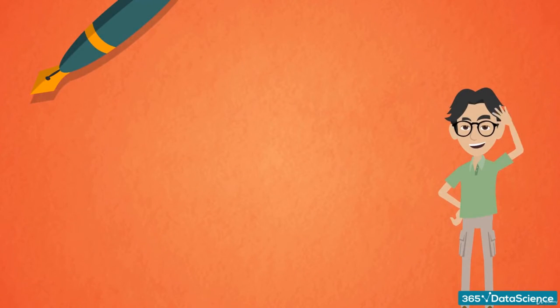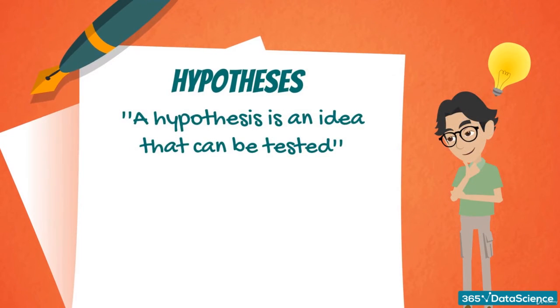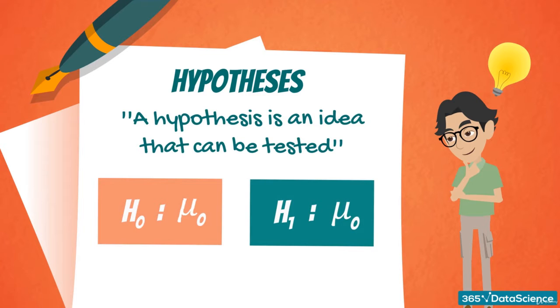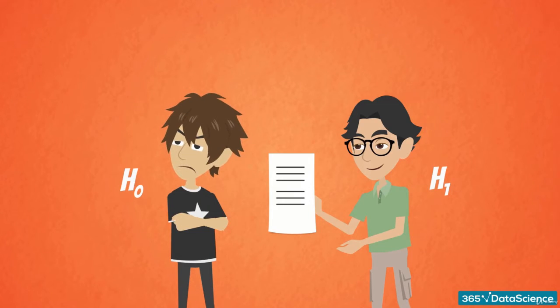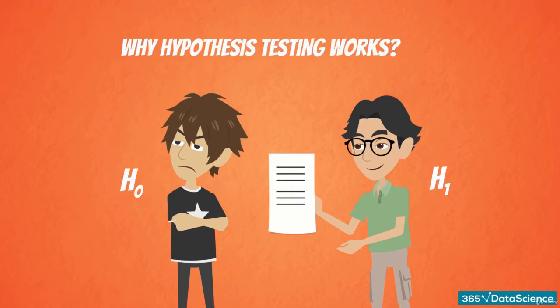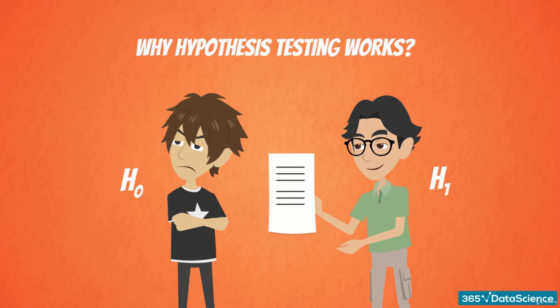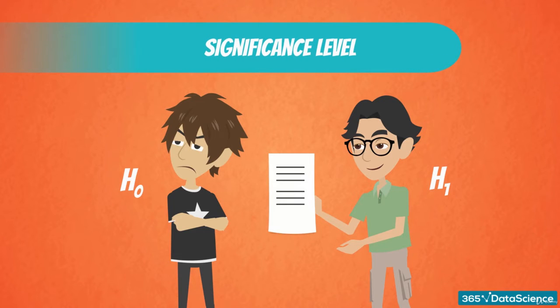Hi again. So, you know what a hypothesis is, and you have an idea of how to form the null and alternative hypotheses. By the end of this lesson, we will understand the reason why hypothesis testing works. First, we must define the term significance level.